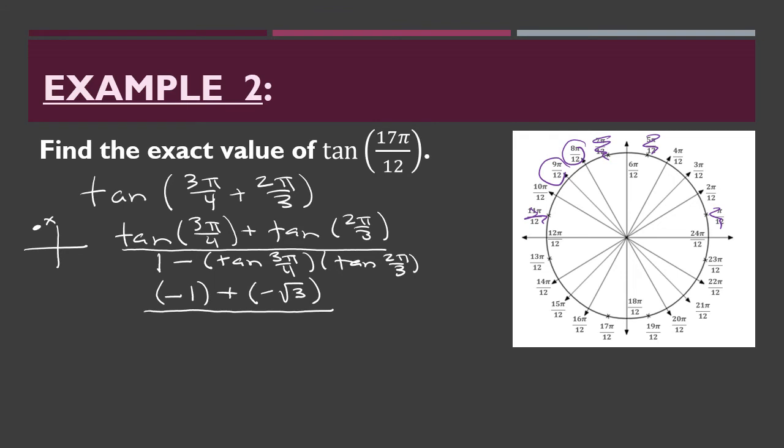In my denominator, it's 1 minus, and I don't really have to think about these. I just found the tangent of 3 pi over 4 and the tangent of 2 pi over 3 in my numerator, so I am just going to rewrite the two terms from my numerator. If I clean this up, I get -1 minus the square root of 3 all over 1 minus the square root of 3. If I wanted to or needed to, I could rationalize this.